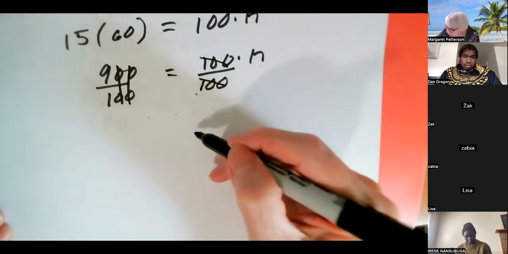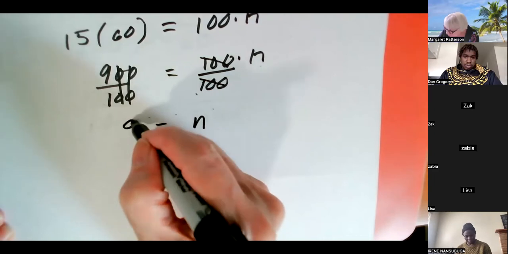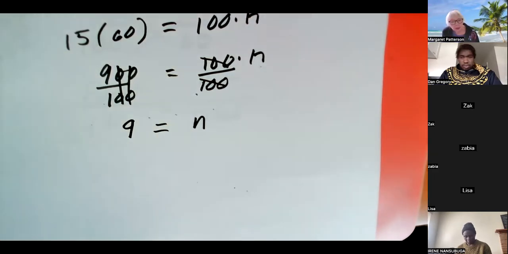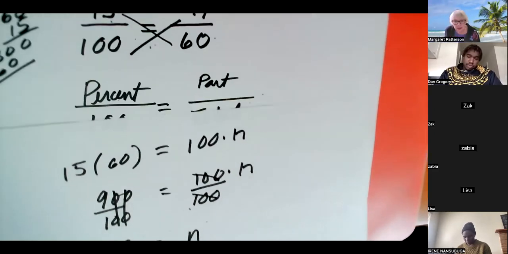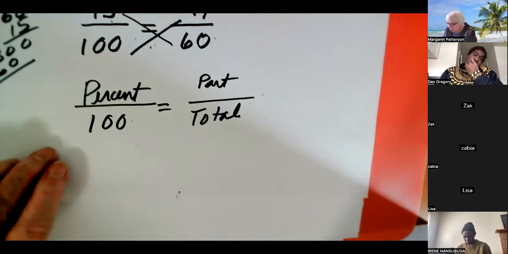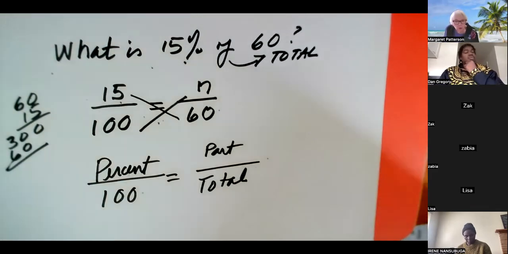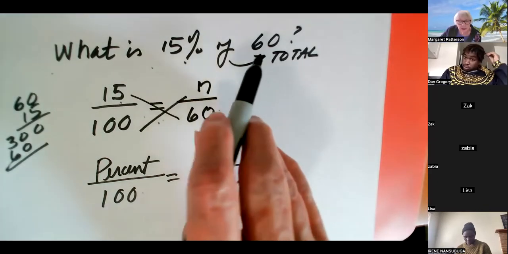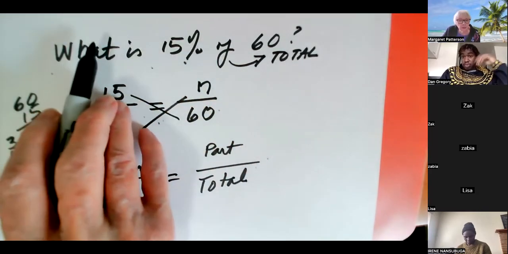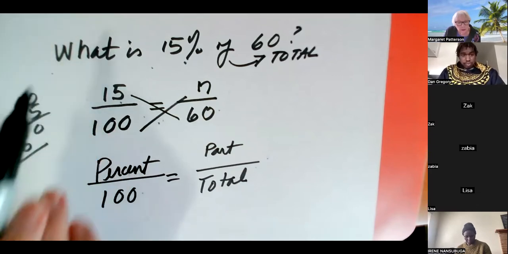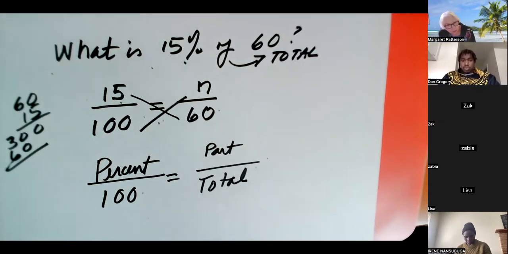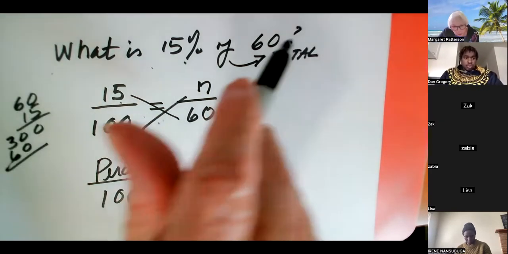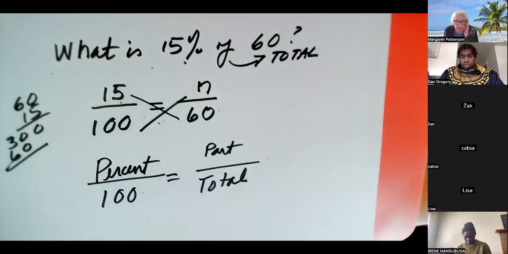So the answer is N is 9. Now, this particular method with the proportion works beautifully. Regardless of the type of problem, whether the total is missing or the percent is missing or the part, it works, but you've got to do the cross multiply thing to get an answer.